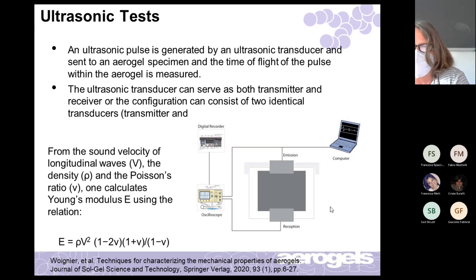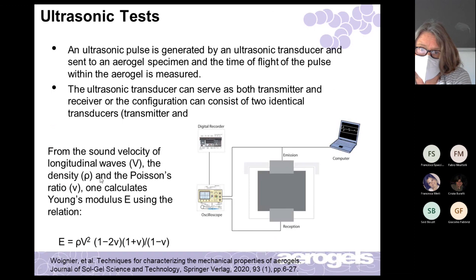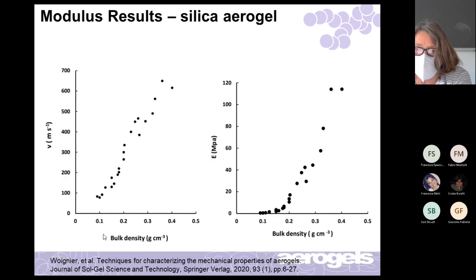And so this is just some early data from this reference here, where they used ultrasonics to characterize silica aerogel of various densities. And here is the sound speed through that. So they're getting the sound velocity as a function of density, and it goes up as it becomes a more dense material. And then from that, they have determined the elastic modulus. So the more dense, the stiffer they become, with the higher modulus.